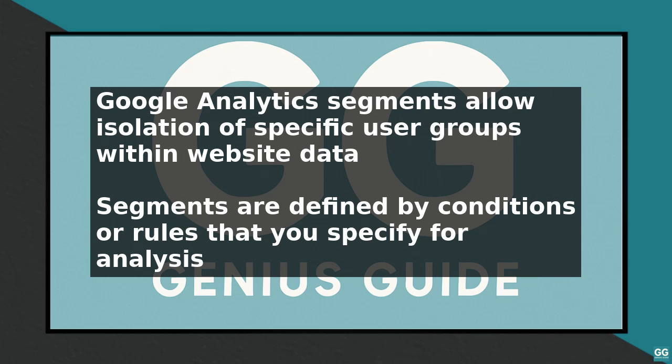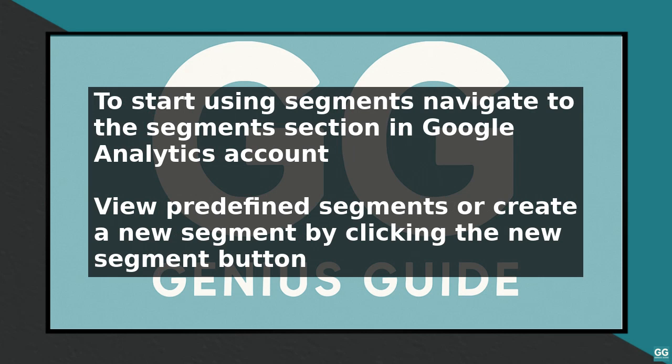To get started with Google Analytics segments, you need to navigate to the Segments section in your Google Analytics account. Here you can view a list of predefined segments that Google Analytics provides, such as all sessions, all users, and new users. You can also create a new segment by clicking on the New Segment button.